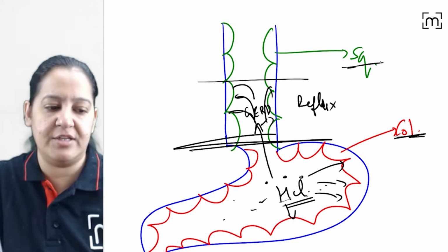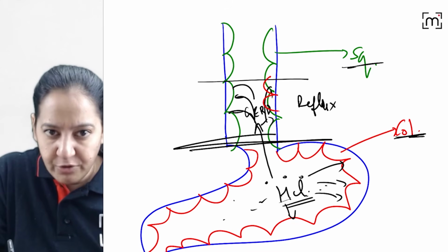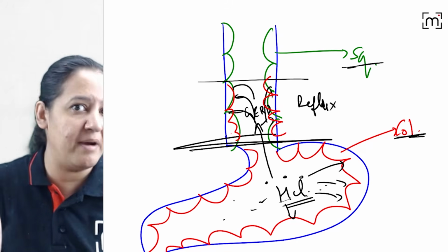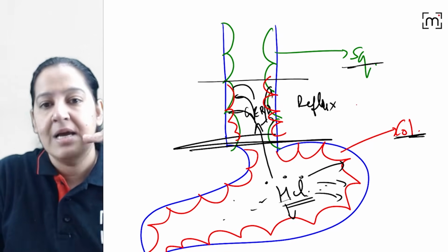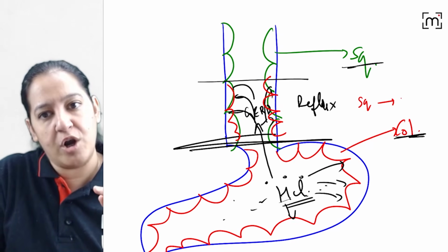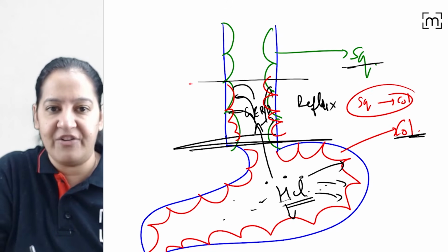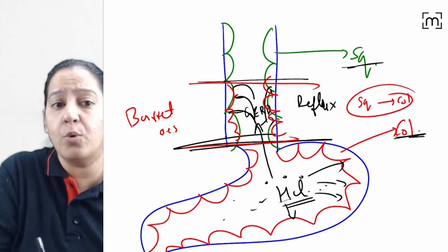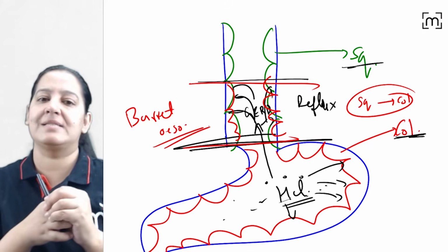So it will get converted to columnar. So in the lower esophagus, the squamous gets converted to columnar. Not in the complete esophagus, mind my words. It is only in the lower esophagus. The squamous gets converted to columnar, and this portion of the esophagus is known as Barrett esophagus. It is a disease. You got my point?